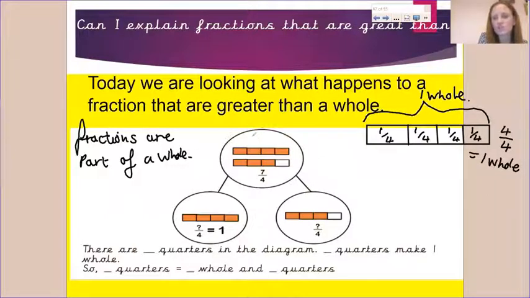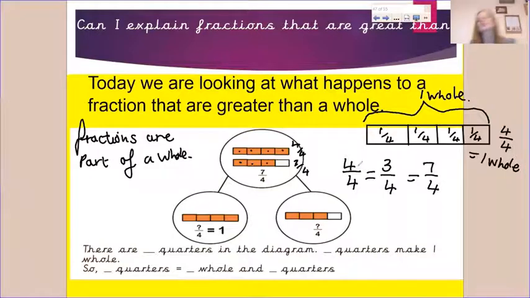We have got 2 bars. We can see this one, 1, 2, 3, 4. So it's 4/4. And this one is showing me 1, 2, 3. So that is showing me 3/4. So if I put them here, we have 4/4 and we have 3/4. And it says that this equals 7/4.